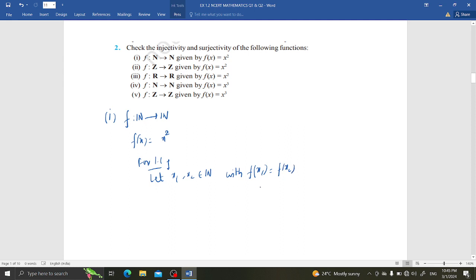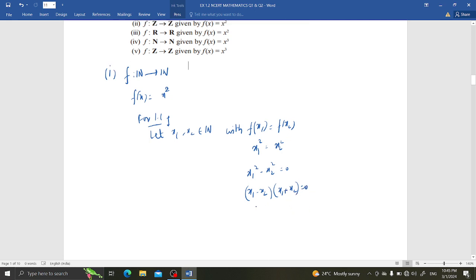If f(x1) equals f(x2), it means that x1 square and x2 square are the same, so x1 square minus x2 square equals 0, and hence (x1 minus x2)(x1 plus x2) equals 0. From here either this part is 0 or this part is 0. If this part is 0, then x1 equals x2, and if the other part is 0, x1 equals minus x2, which is not possible because x1, x2 belong to the natural numbers.